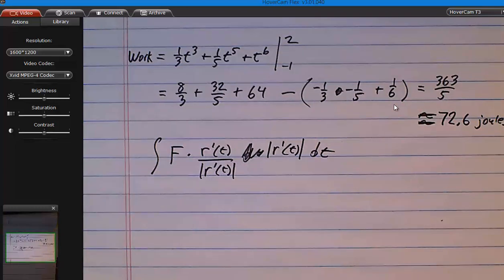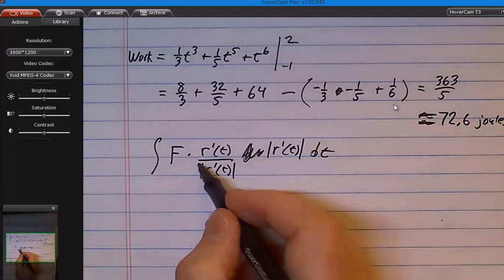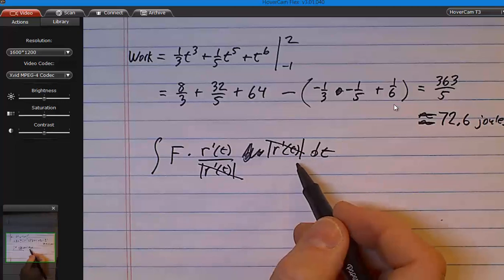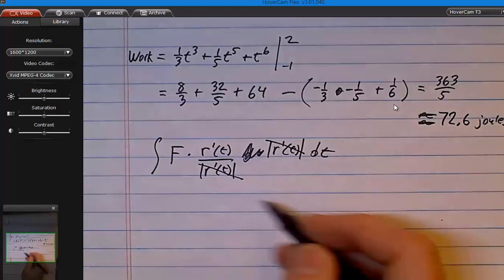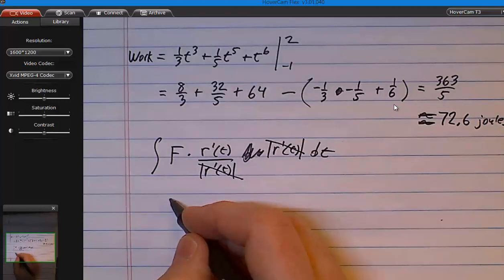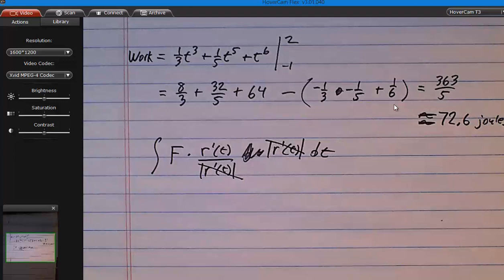So, I guess if I got rid of these, which I did, what I really dotted together, no, I'm not saying it right. Let me pause for a second and think.